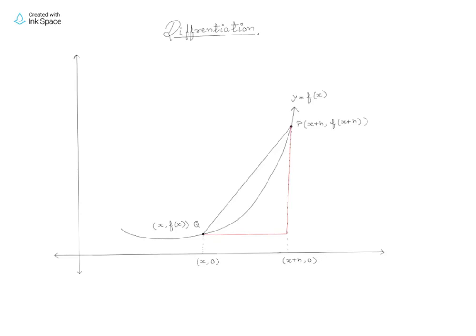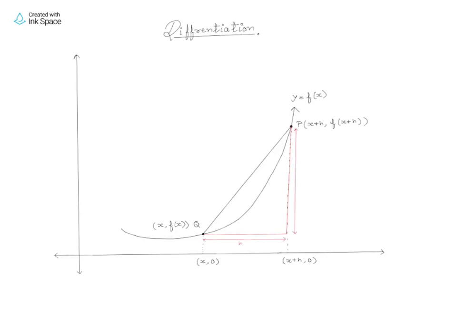We can also call line segment PQ as chord PQ because it is intersecting the curve at two different points. In order to find the slope, we need to find tan theta, and theta is nothing but the angle which the line segment is making with the positive x-axis. So let's find the sides of the right angle triangle so that we can find theta, and ultimately we will find the slope, that is tan theta.